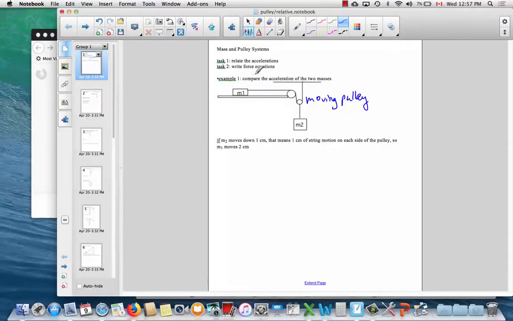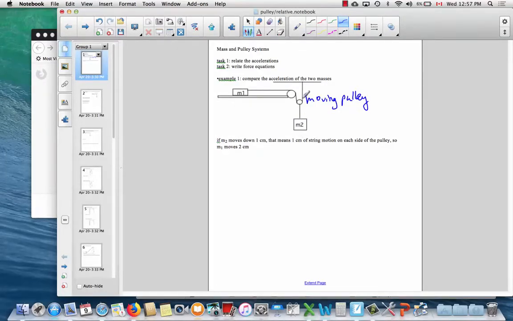So, an interesting relative motion problem here. Now, we've done a lot of these block and pulley problems before, but in this case, we've got a pulley that moves, and that's going to mean that these two masses don't have the same acceleration.